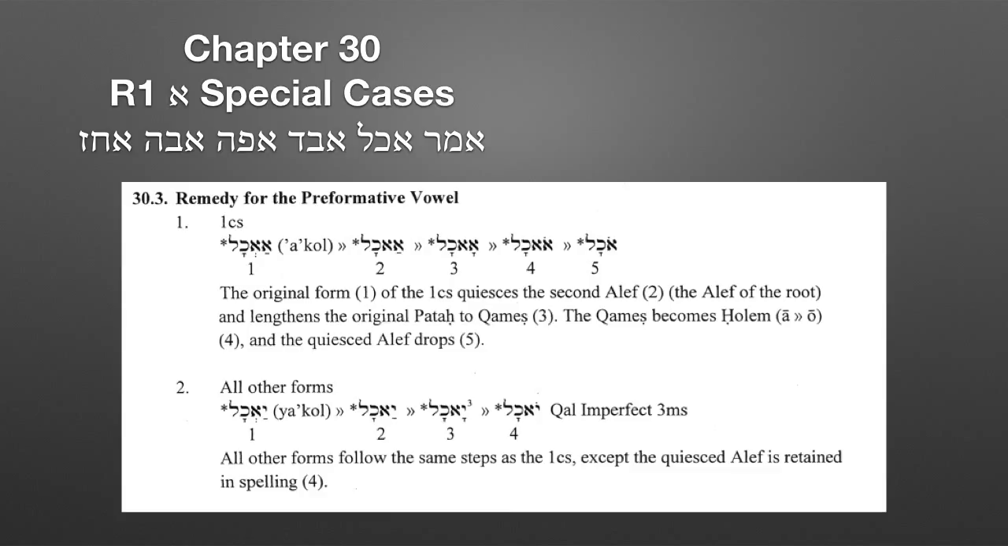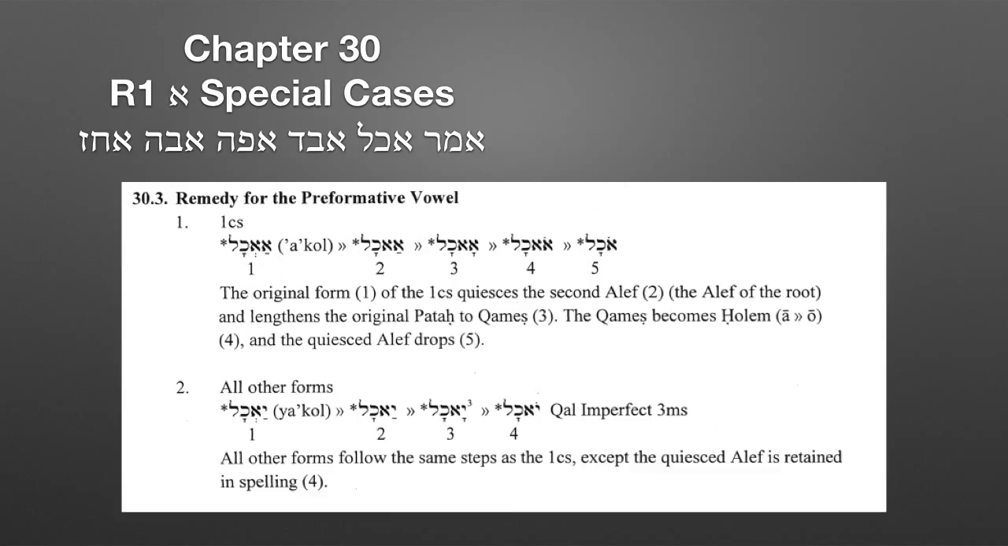Likewise for number 2 there, all other forms, he's given you here a 3MS form with a yod. This would also happen with the second person forms with the tav performative that we see in the imperfect paradigm. But again, in this case, look at step 4 on number 2. You have the yod, the holum, and then the quiesced aleph stays this time. It doesn't matter to me if you can explain steps 1, 2, 3, and 4.